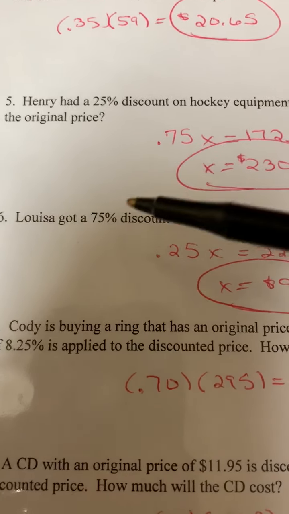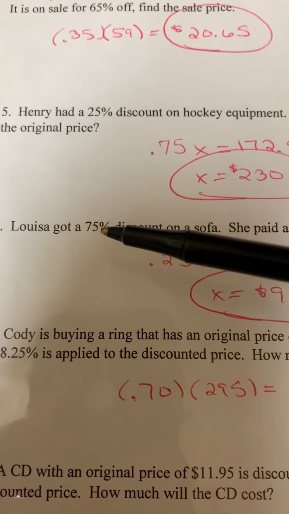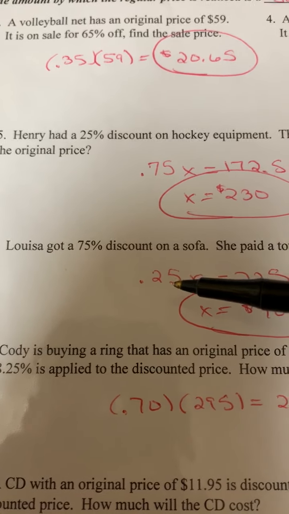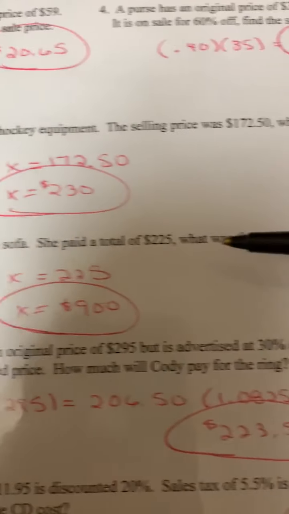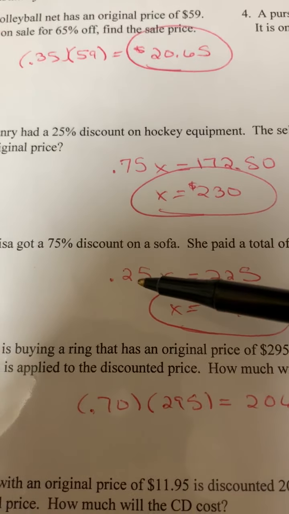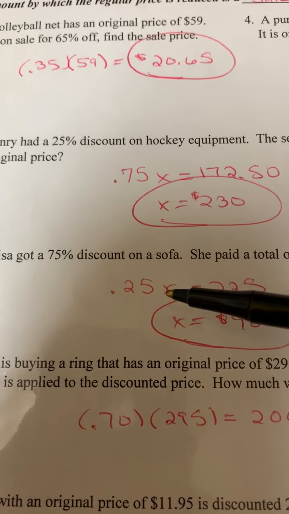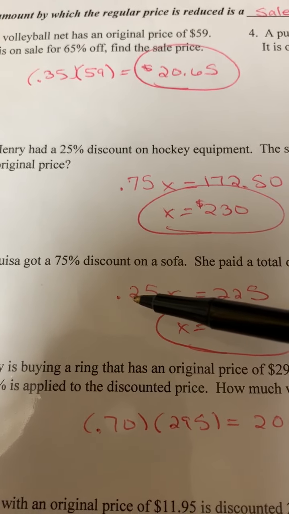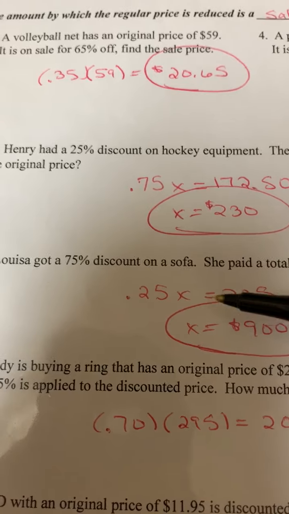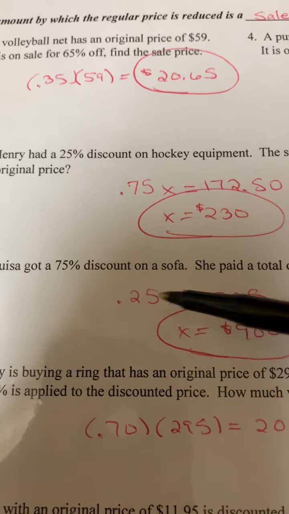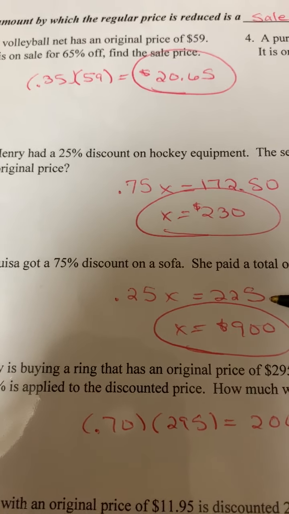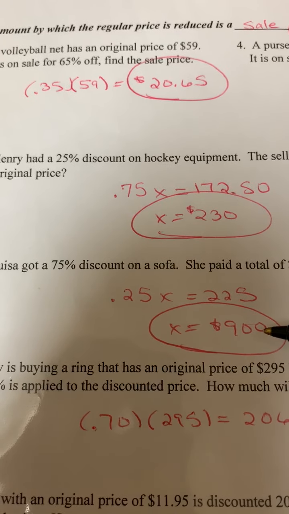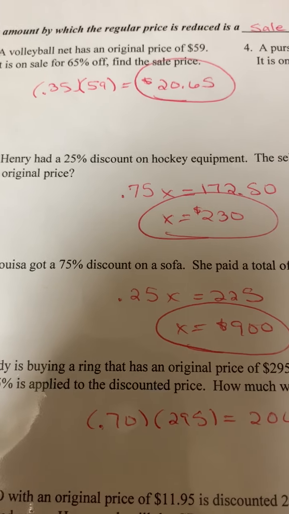Number 6, she gets a 75% discount. Guess what? If she's 75% off, you're paying 25% of it. She paid a total of $225. What was the original price? So 25% of the original price is what you paid. This is another division problem. So 225 divided by 0.25, $900. So the original price was $900, you only paid $225.